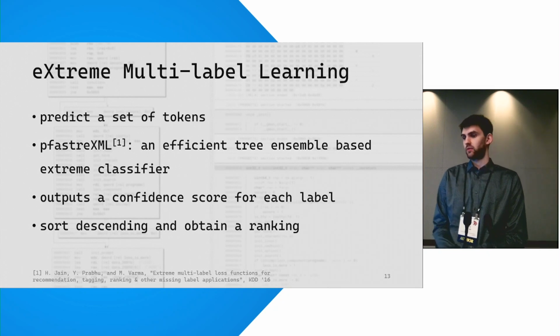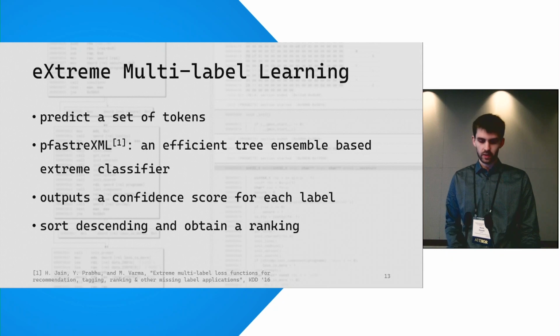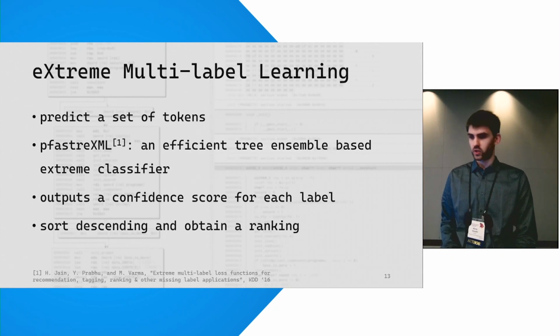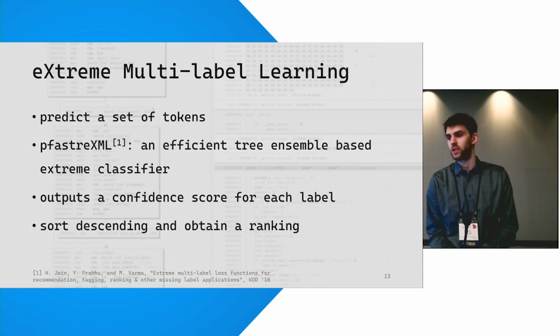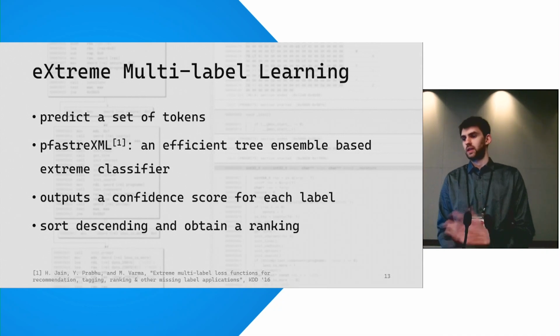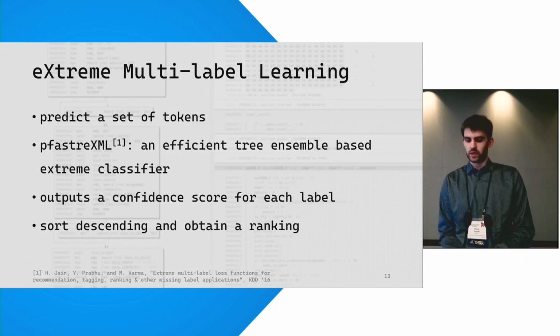Thus, we are using Parabel-style tree ensembles, specifically pfaster-XML, an efficient tree ensemble-based extreme classifier. You can look up the details of pfaster-XML in their paper, but here I would like to highlight their approach of learning to rank. pfaster-XML gives us a confidence score for each label. Now we can sort the labels by their confidence score in descending order and thus obtain a ranking. And now we can use, for example, the top 5 ranked tokens for the prediction, or we could also use a threshold to determine the predictions.